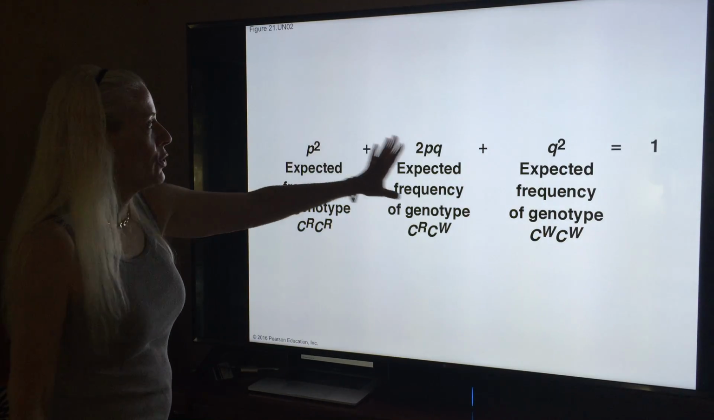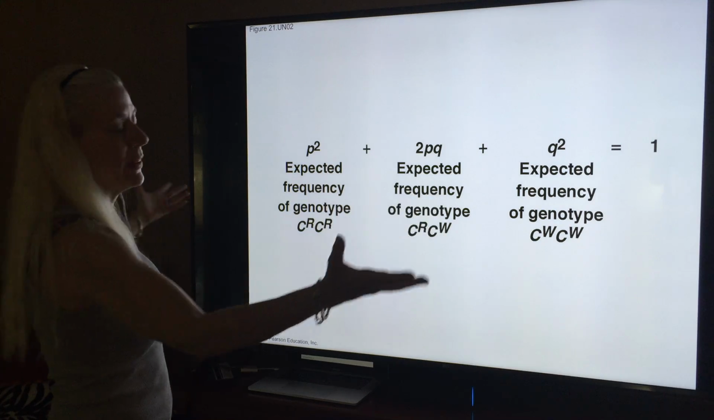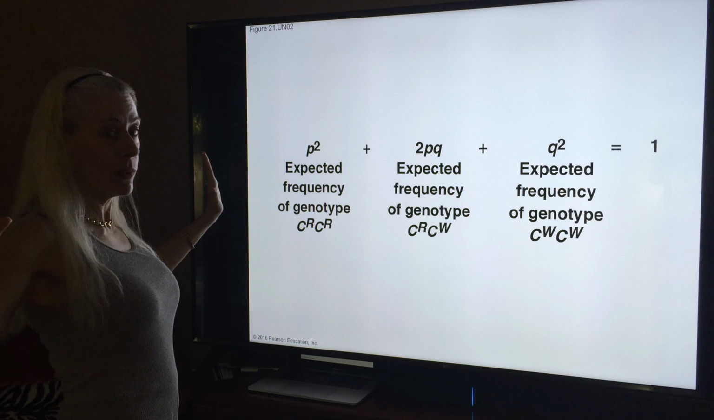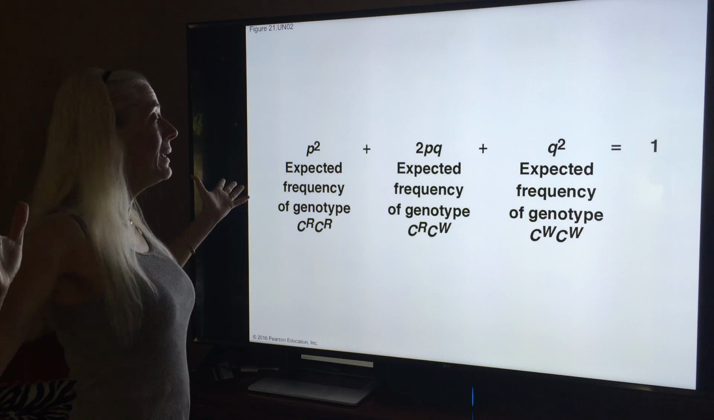So here it is, they're laying it out with that example that they're using with the confusing flowers. Why they couldn't have done it with something simple like Mendel's peas, I don't know.